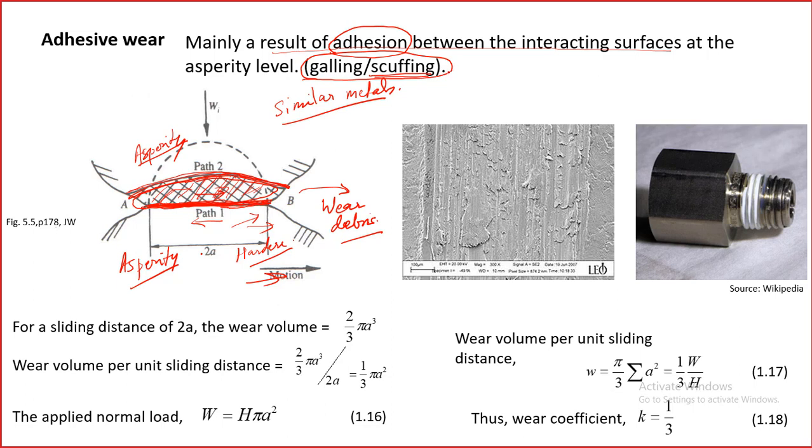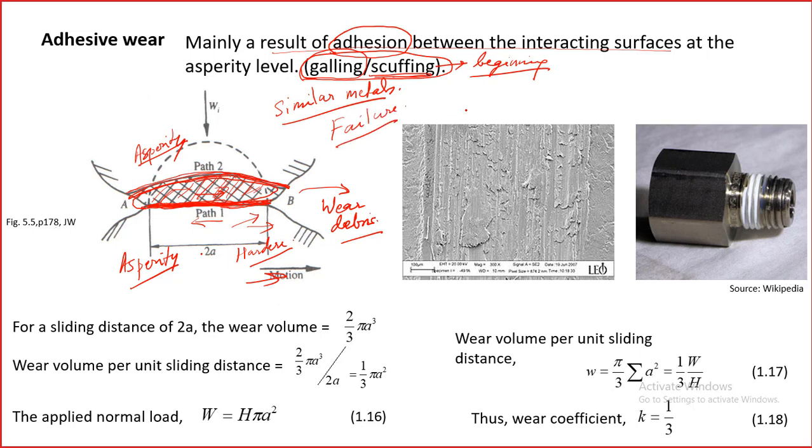Scuffing is just the beginning of adhesive wear. So in the beginning, when adhesive wear has just started, we call it scuffing, but when it is much more severe, we call it galling. Both are not desired, so we have to avoid this kind of adhesive wear, because adhesive wear will really lead to failure.